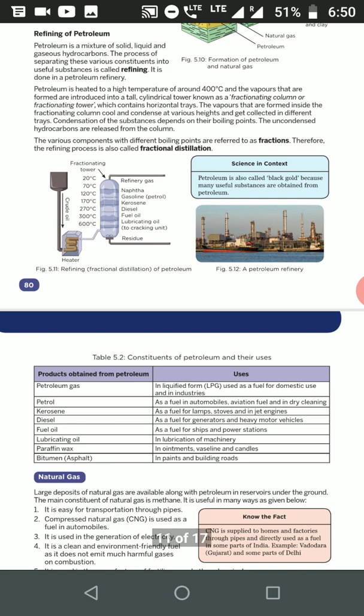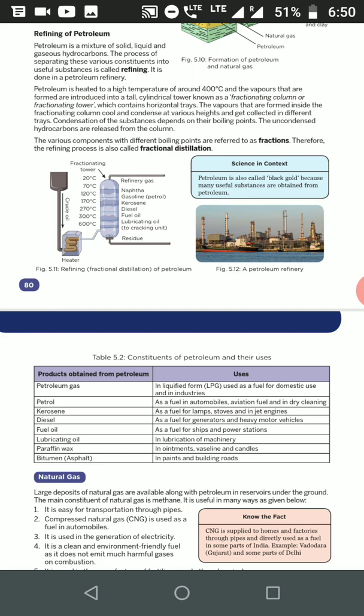Next, the products obtained from the petroleum, that is petroleum gas, petrol, kerosene, diesel, fuel oil, lubricant oil, paraffin wax, bitumen. Their uses are given in the table. Petroleum gas, that is LPG, is used as domestic fuel. Petrol is used in automobiles, aviation fuels and dry cleaning. Kerosene is used in lamps, stoves and jet engines.